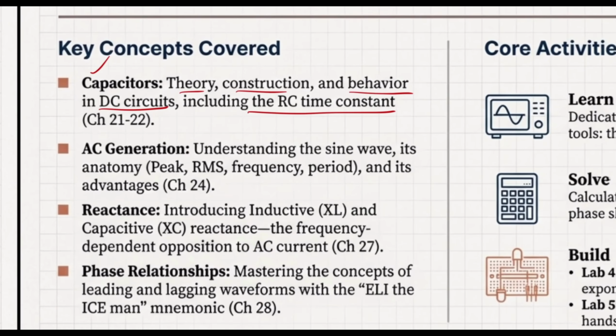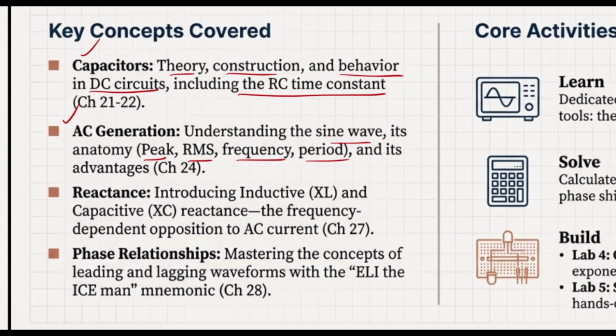Then we are going to talk about the AC part, or AC generation. We are going to see how we can have this sine wave, its anatomy, which would be about the peak, RMS, frequency, period, and anything related to that, for chapter number 24. Then we are going to talk about reactance, introducing X of L and the capacitive one, X of C. We are going to see those reactances and talk about the frequency dependent opposition to AC current, just like the way that we had for resistors, but this time we have capacitors and inductors.